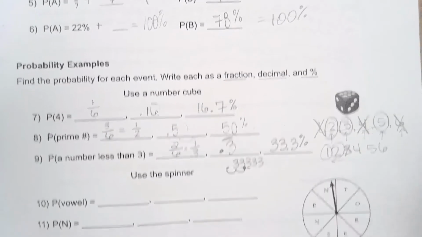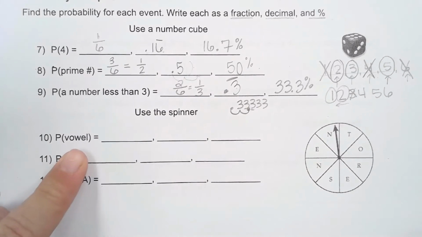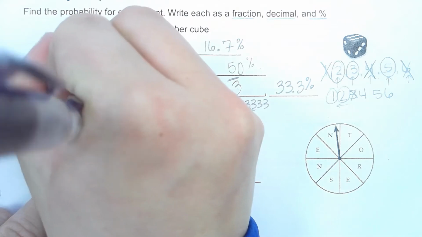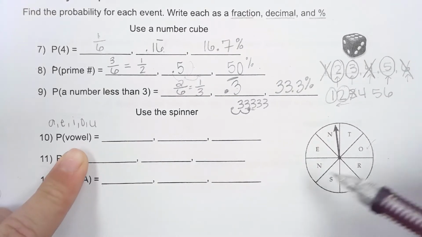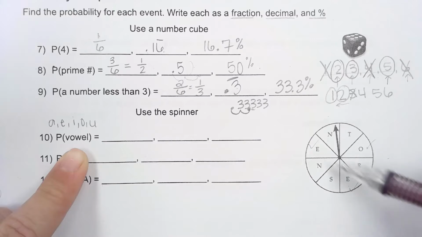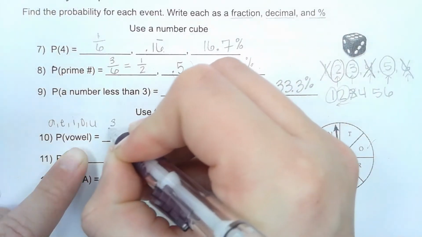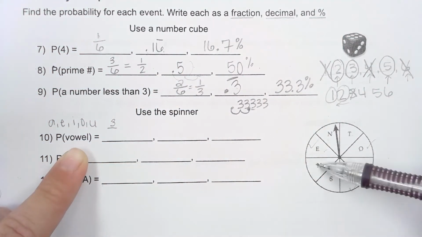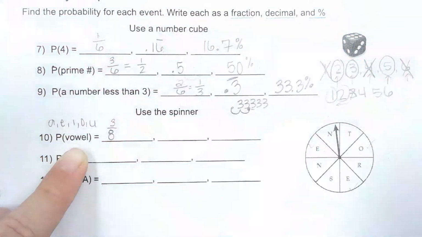Alright, so now moving on to the spinner down here. What would be the probability of getting a vowel? If you guys remember, your vowels are A, E, I, O, and U. So we need to count how many vowels are on the spinner. I see 1, 2, and 3. So I see an O and 2 E's. So the probability of getting a vowel is 3 out of, and then we need to count how many letters are there total. So 1, 2, 3, 4, 5, 6, 7, 8. So 3 out of 8 is the probability of getting a vowel.